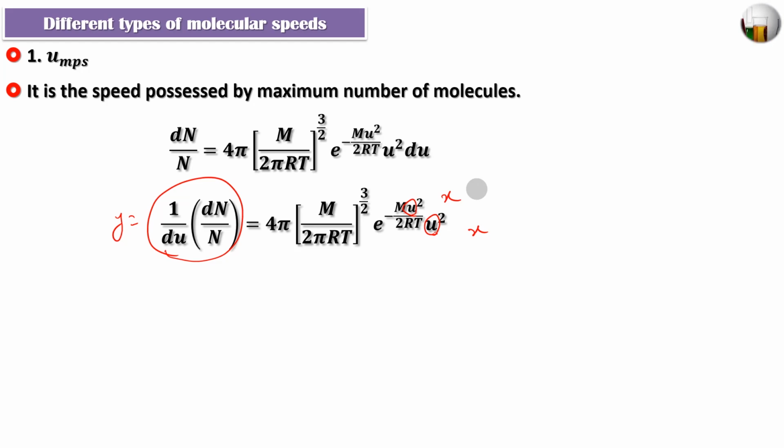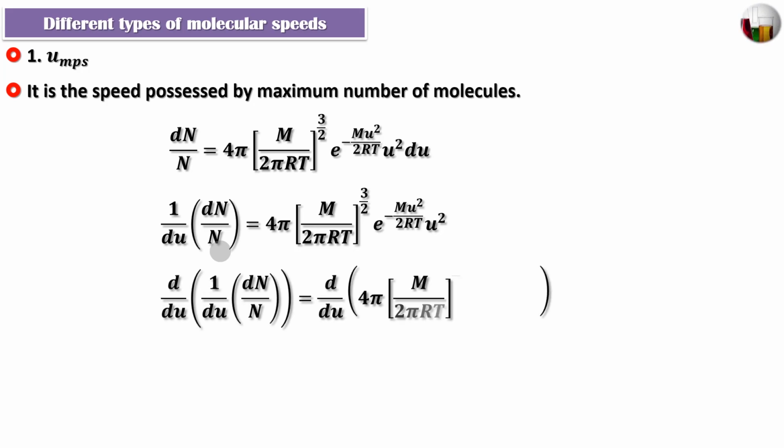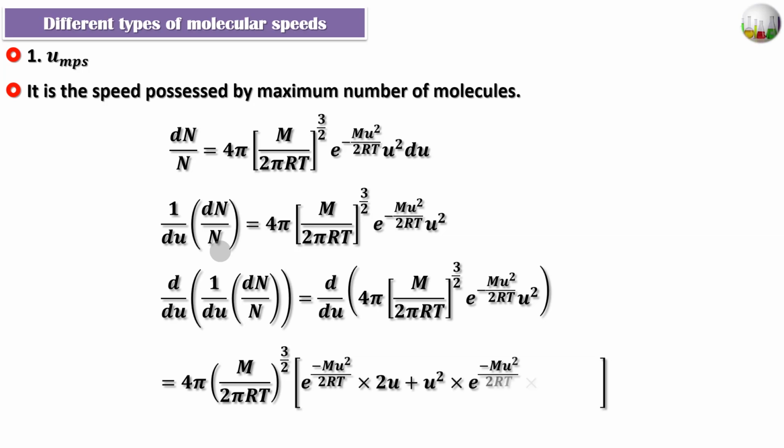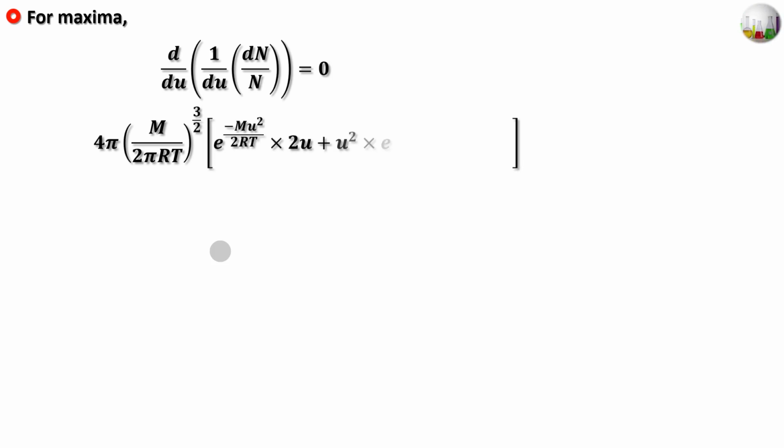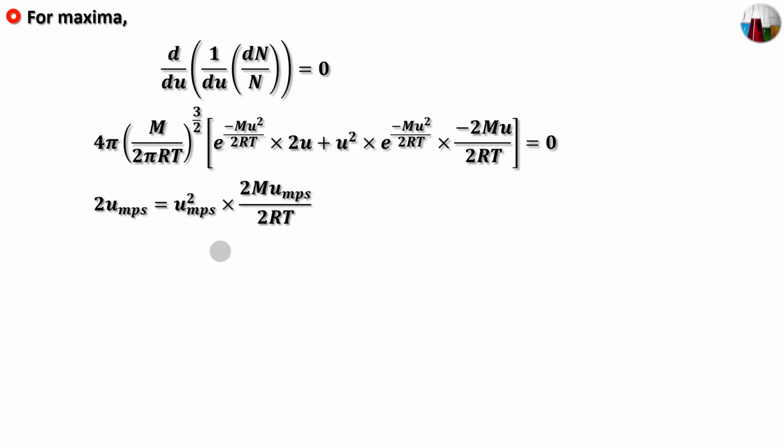So I do dy by dx, which means I differentiate this with respect to u and then equate it to 0. So I have a derivative of this, which comes out to be this. I equate it to 0 for getting maxima, and this is what I get in return. We substitute U as UMPS, and this is what we get: 2RT, under root of 2RT by M, 2P by D.